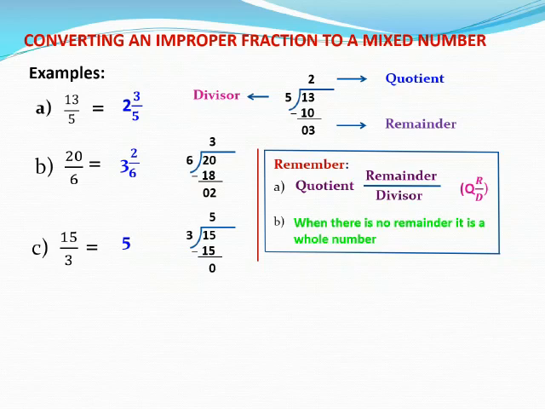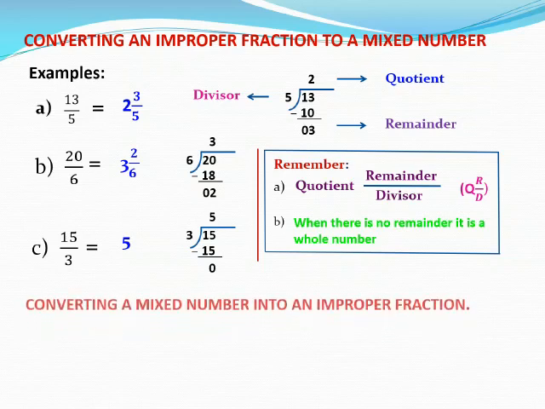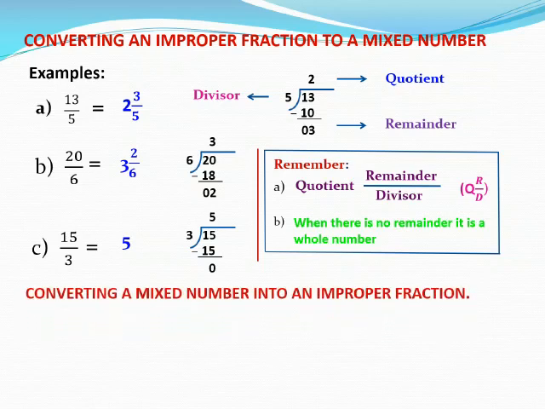Okay. Next, we are going to convert a mixed number into an improper fraction. What are the steps? Let us see. Converting a mixed number into an improper fraction. First example, 3 1 by 5. This one we have to convert into an improper fraction.